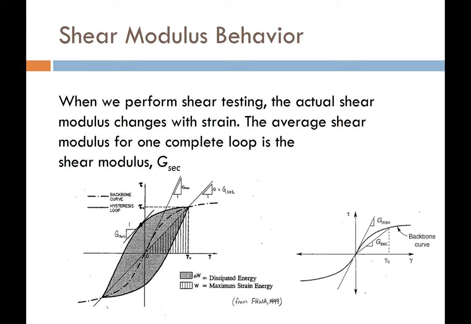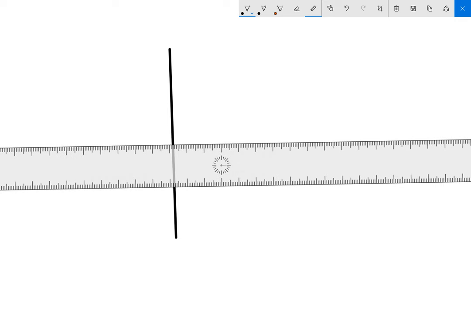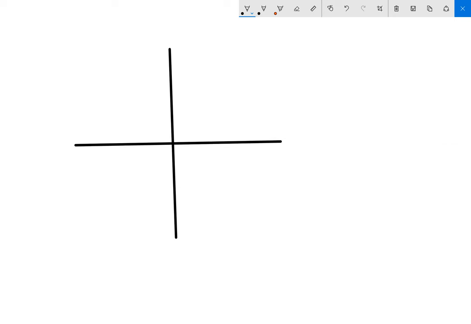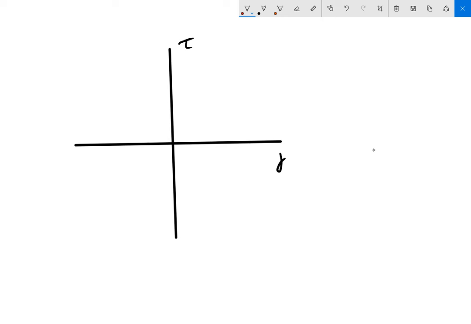So let's introduce the idea of the shear modulus behavior of soil. If we get in and we test soil, let's pull up the whiteboard here, and let me create some axes that we'll use for this little discussion. Let's flip this around 90 degrees. Perfect. Okay. So let's say that this is shear stress and this is shear strain, and let's get a red line here, and it's going to demonstrate what happens.